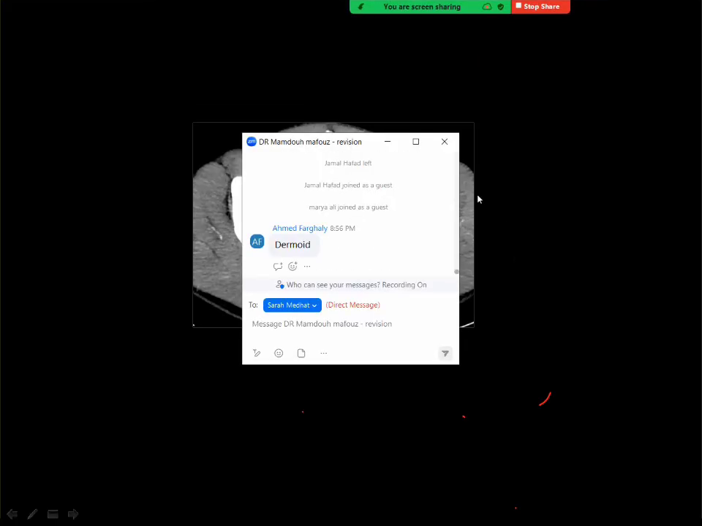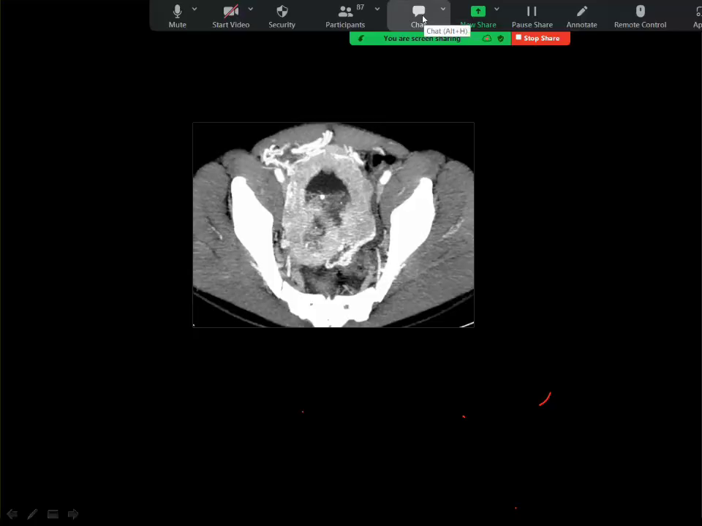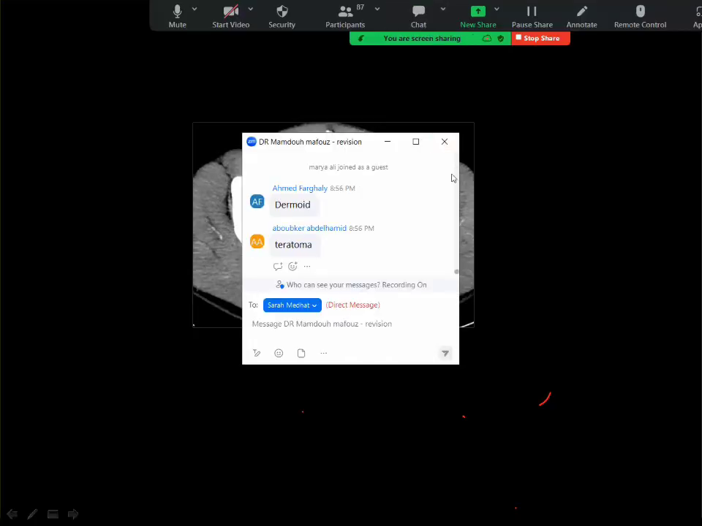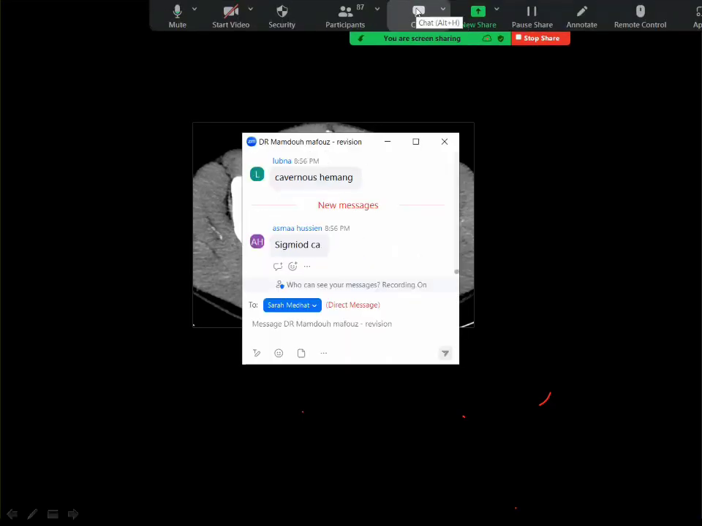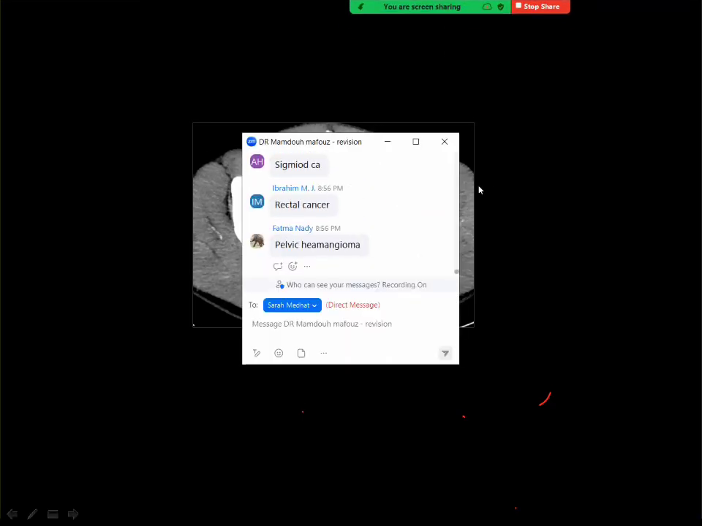Dermoid cyst. No other possibilities. Teratoma. Cavernoma, sigmoid cancer, rectal cancer, pelvic hemangioma.